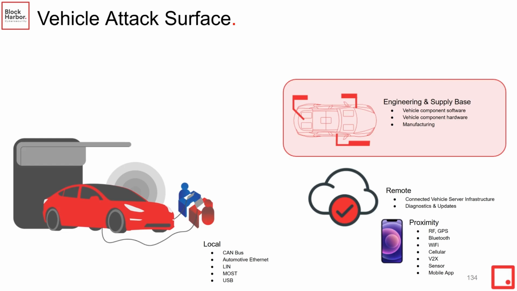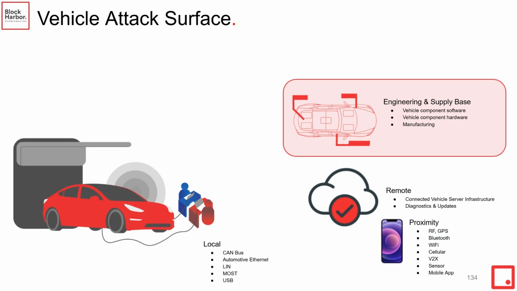Lastly, we have proximity attack vectors, which involve wireless communications and devices that interact with the vehicle. These include radio frequency and GPS. Attackers could spoof GPS signals or interfere with radio communications. Bluetooth and Wi-Fi, often used for infotainment and driver convenience features. These wireless protocols can be entry points if not properly secured. Cellular networks and vehicle-to-everything: these are used for connected vehicle features like real-time traffic updates or autonomous driving support. However, they also increase the risk of remote attacks.